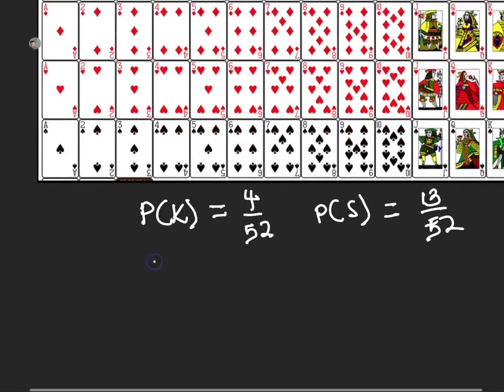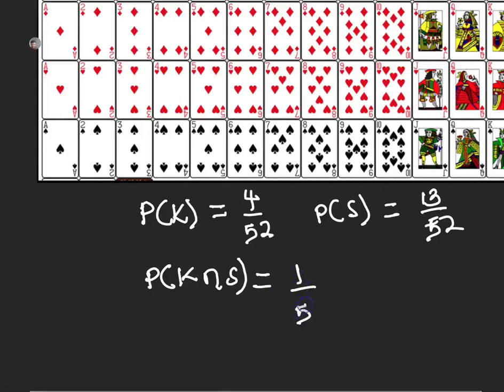Easy? And that is what we say P, king, and then intersection what? S. That is giving us, so if you look at the spades, how many kings do we have in there? We have 1. So we have 1 out of the 52 number of cards. You have a total. Alright? 1 out of the 52 number of cards we have in total.